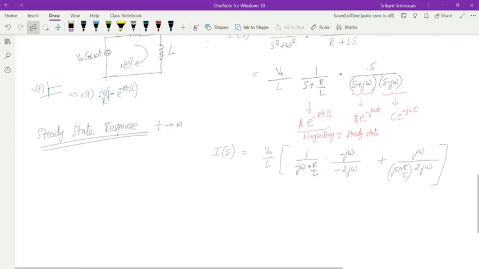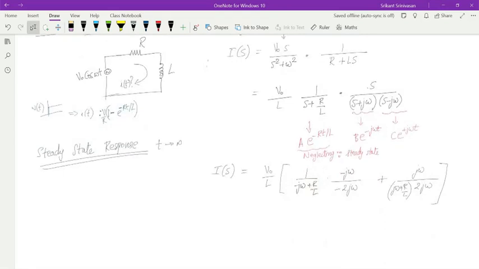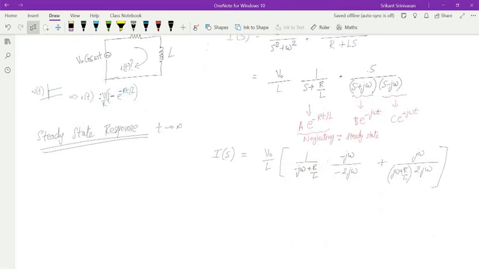So you see, although what we are discussing is a long procedure, once you understand this process, it is a matter of seconds. You can quickly solve this kind of system. So now you are left with I of s is V naught by L into, let's cross multiply the L's. So the L's come out.